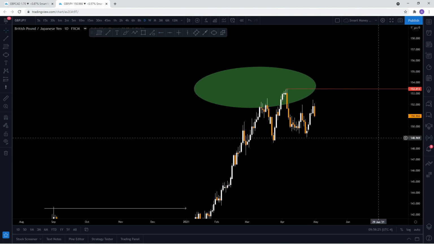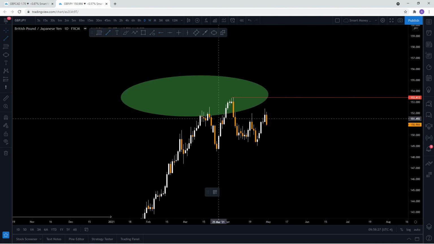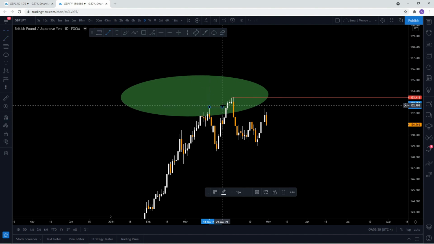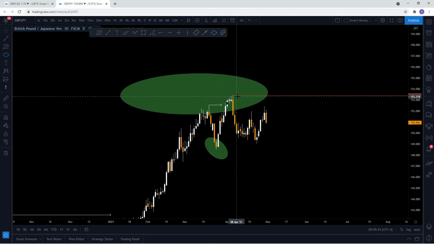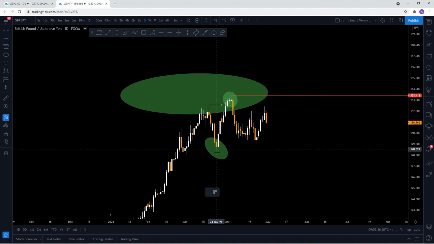Moving on to the daily chart, we can see that the most recent breakout market structure happened to the upside with this move here. That means that the origin of this move was down here. This was the last higher high here, and that means that price is trapped within this range.